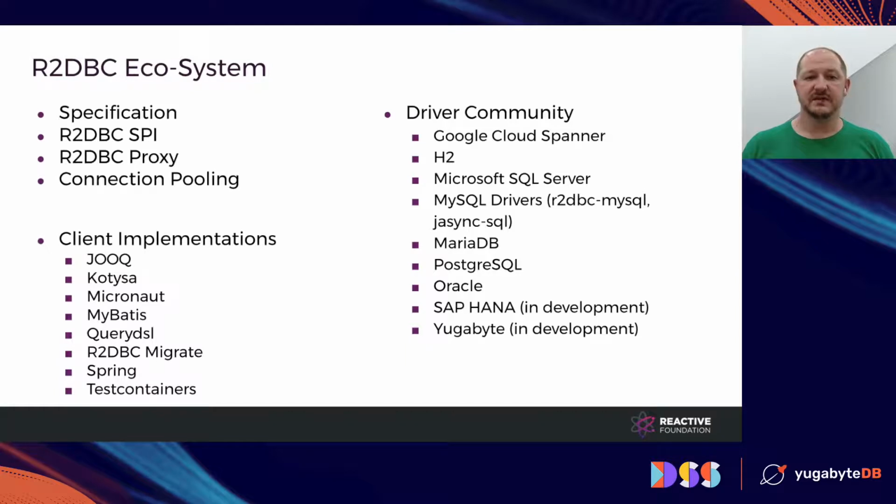There is the specification itself, which you can download from Maven Central. There are central components like R2DBC Proxy and a connection pooling component, so that not every driver needs to implement these aspects. Rather, you use the driver and add either the R2DBC Proxy, which gives you observability and tracing possibilities, or if you require connection pooling, you just wrap your driver within the connection pool. We have a huge list of client implementations, starting from jOOQ over Micronaut up to Spring and Testcontainers.